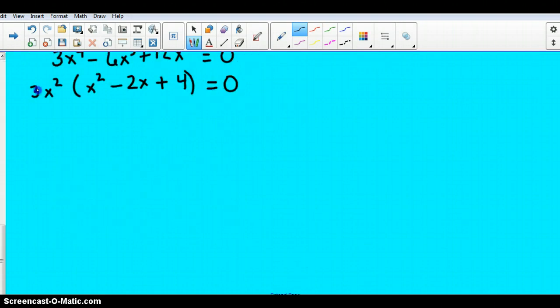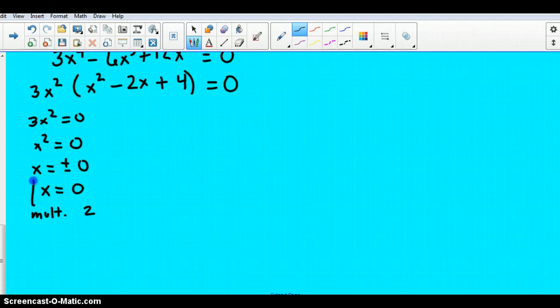Okay, well now, do you see that two of my solutions come right here with 3x squared equals 0? Divide by 3, I get x squared equals 0. Take the square root, I get x equals plus or minus 0. Two solutions there, but is there a such thing as a plus and a minus 0? No, so we would say x equals 0. And what is the multiplicity? Even though I'm not going to ask you for the multiplicity, what is the multiplicity? Of 2. Because if you look at this squared, you should be getting two answers from it. So 0 has a multiplicity of 2. There's two of my solutions.